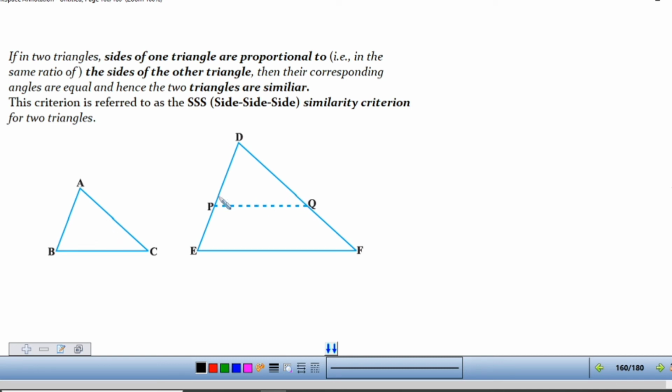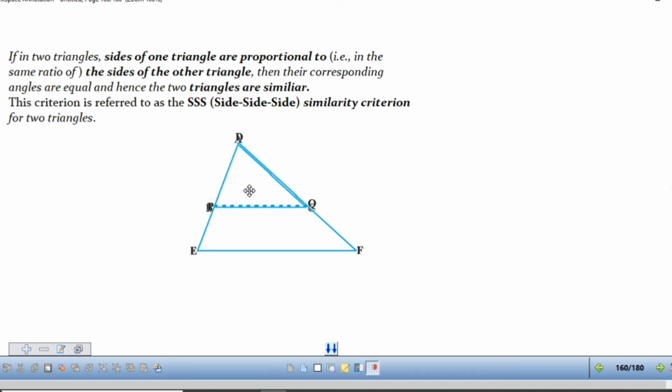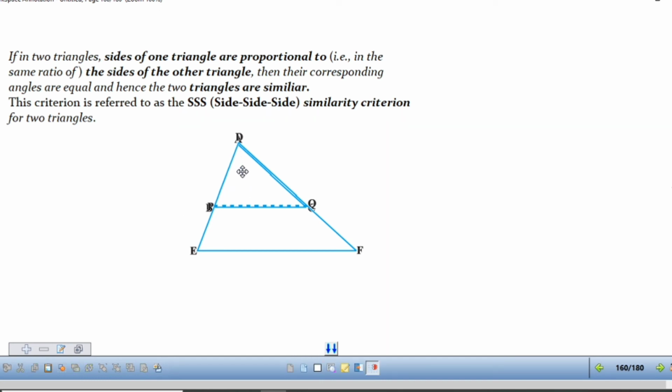It's very easy. You can check it here like this. If all the three sides are in the same ratio, then the triangles should be similar to each other. Here you can see that these triangles are similar to each other and their corresponding angles are also equal. You can see here all the three angles are equal to each other.